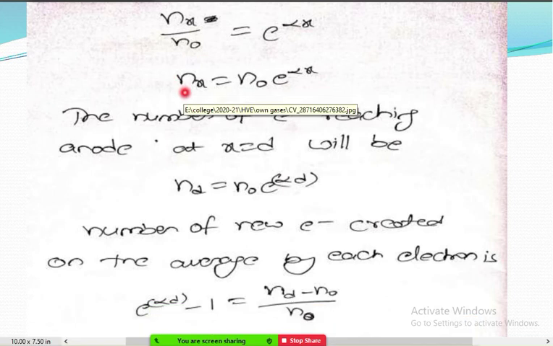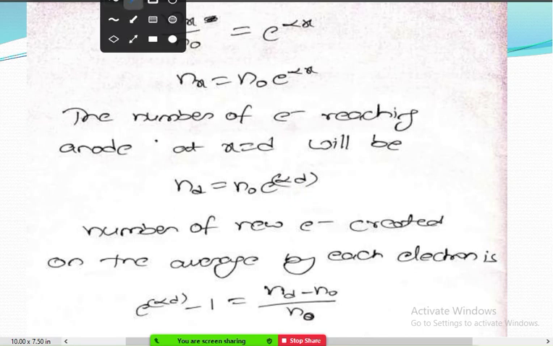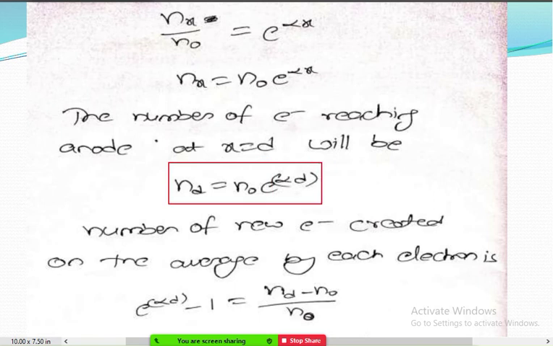Actually we want the number of electrons at whatever distance we desire. So what is the number of electrons reaching the anode, the positive plate, at a distance x is equal to d? For this, substitute x is equal to d, and you will get nd is equal to n naught into e power alpha d. So this is the number of electrons at the anode. This is the desired equation.